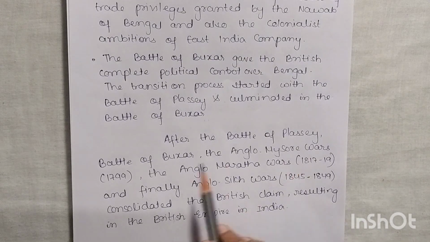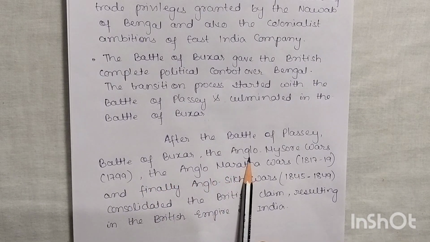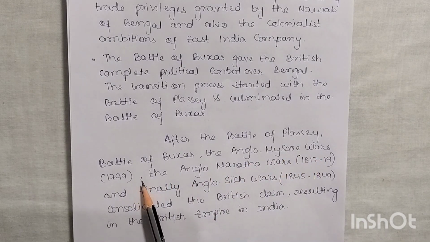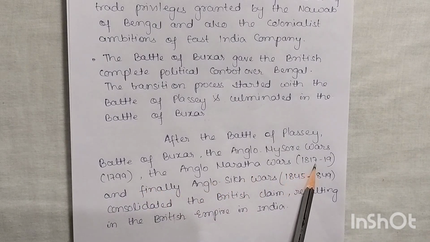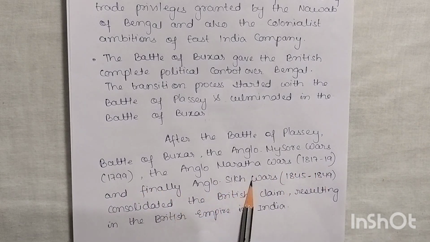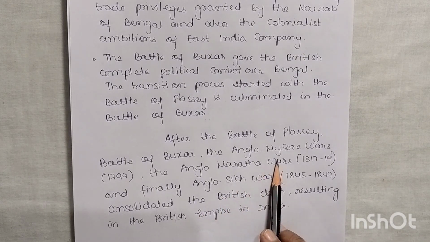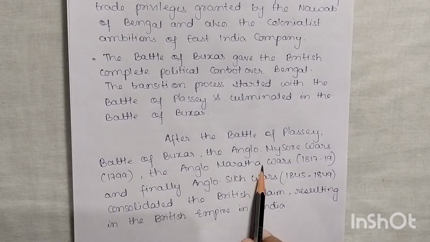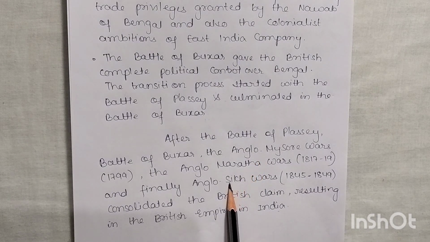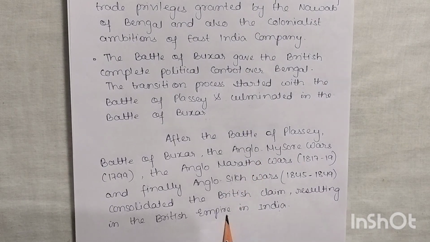So after the Battle of Plassey and the Battle of Buxar, the Anglo-Mysore War 1799, the Anglo-Maratha War 1817 to 19, and finally the Anglo-Sikh War consolidated the British claim, resulting in the British Empire in India. So after this, these three wars were very much important. Again here also Britishers were the winner, and due to this finally Britishers had a complete empire in India.